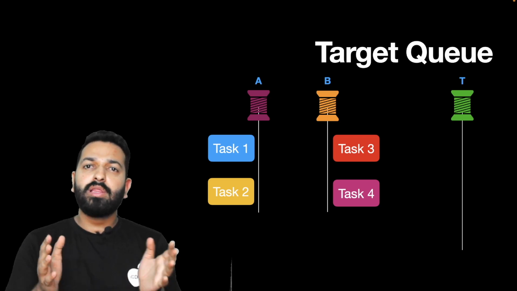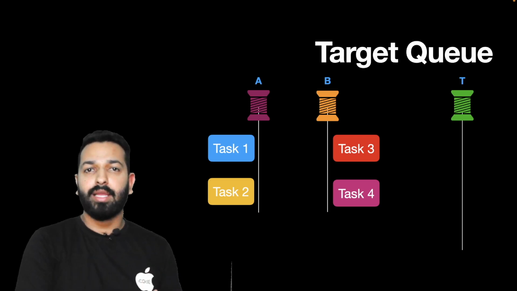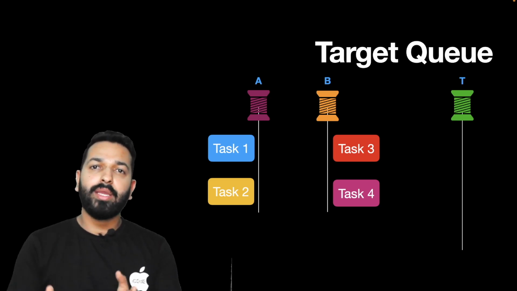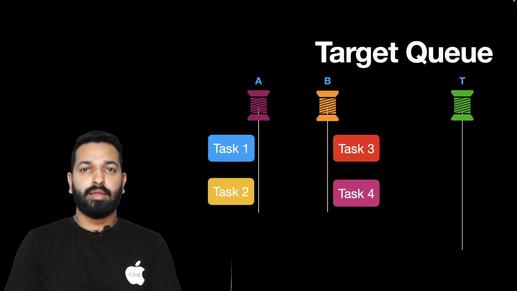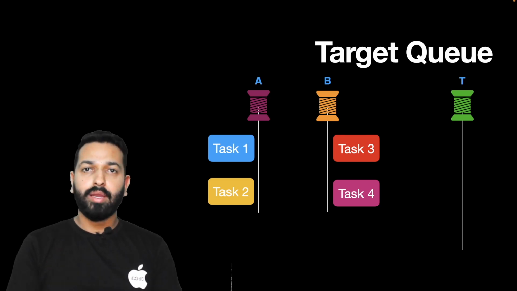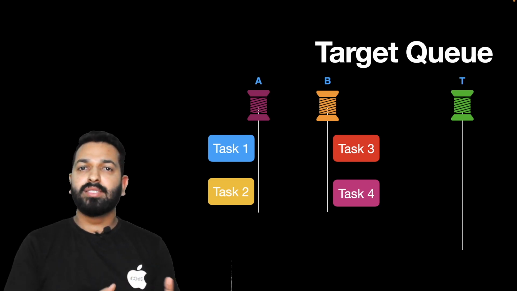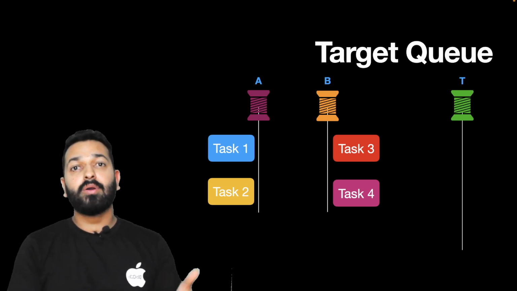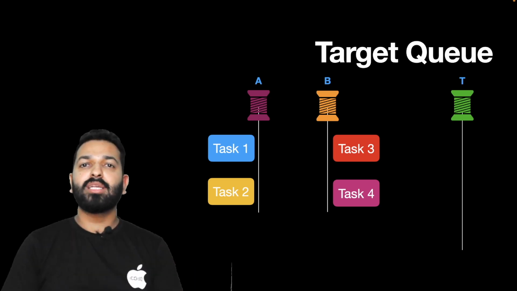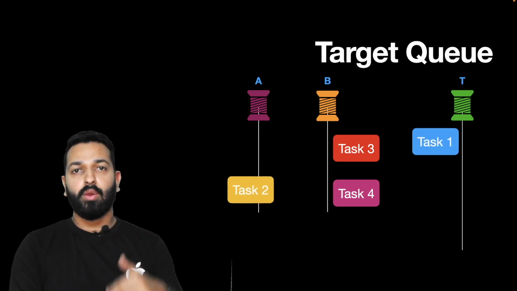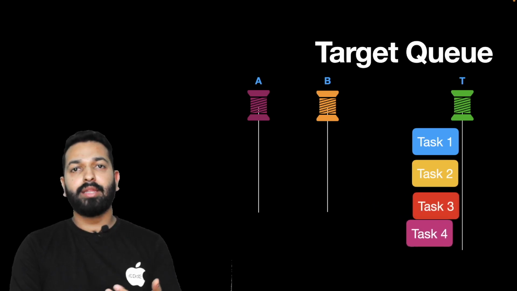But what if we want all the 4 tasks to be executed serially? Basically, I want to make both queues A and B serial to each other. In that case, we can introduce a queue T, which will be a serial queue and which will be set as the target queue of both A and B. Whatever tasks are dispatched on A or B will eventually be executed on T, and because T is a serial queue, it makes both A and B serial to each other. So the tasks will execute this way: 1, 2, 3 and then 4.